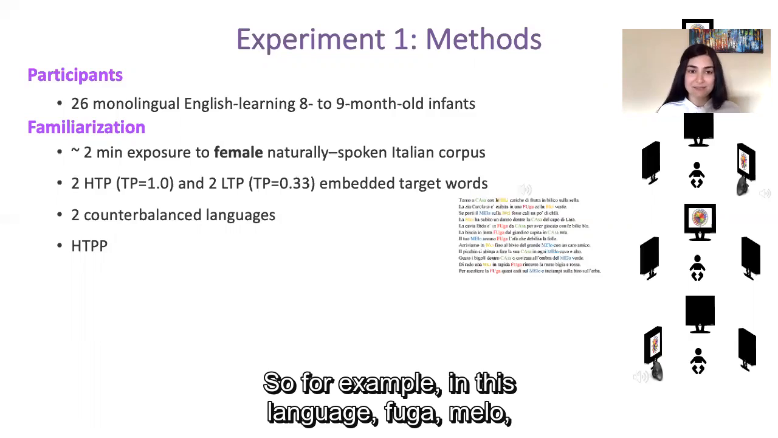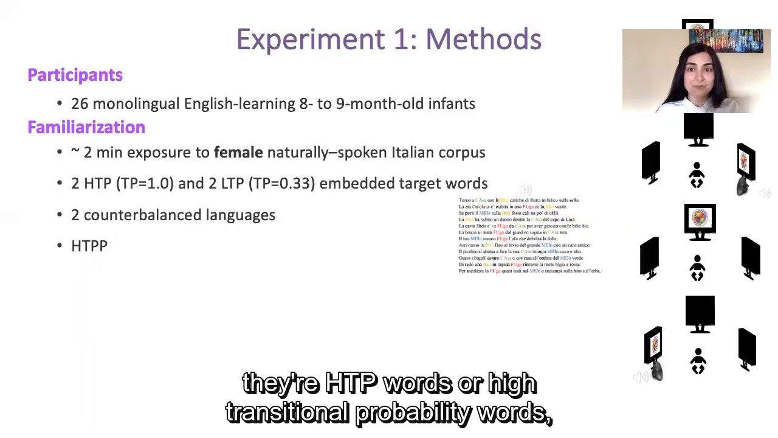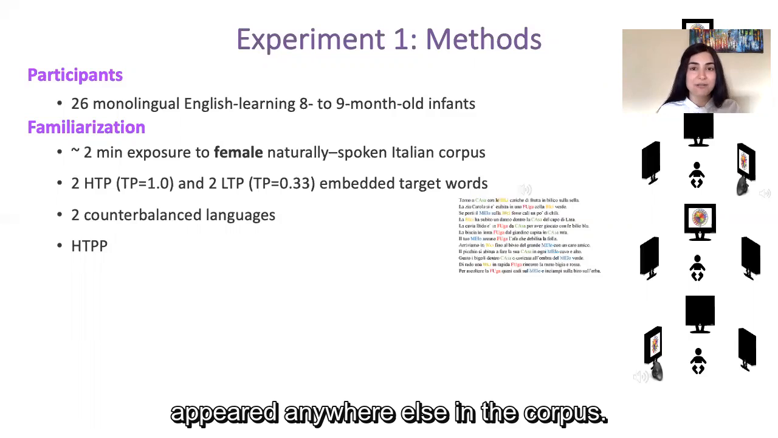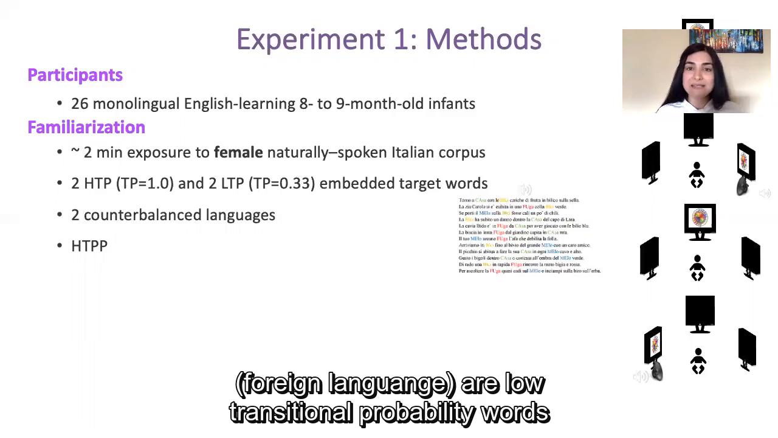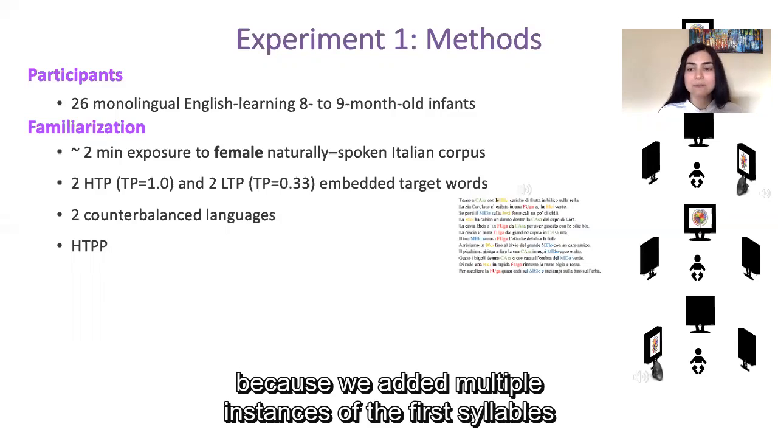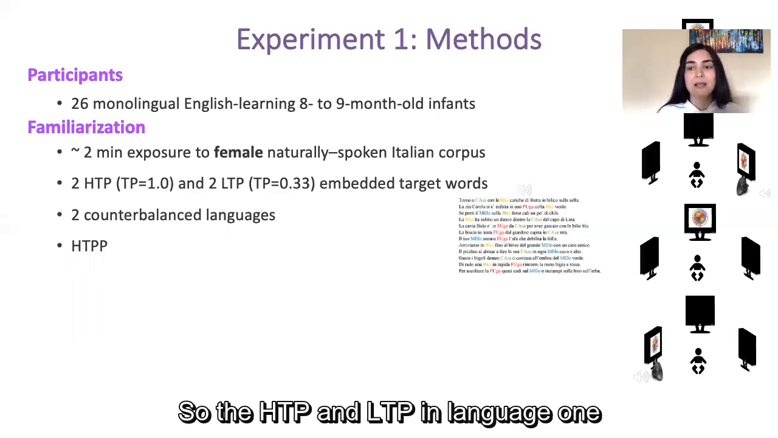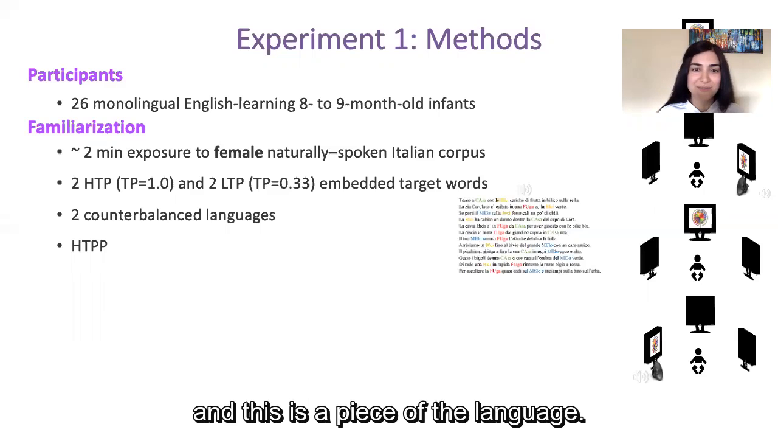So for example, in this language, fuga and mellow were HTP words, or high transitional probability words, because none of their syllables appeared anywhere else in the corpus. So the internal TP between syllables was 1. Kes and bici were low transitional probability words because we added multiple instances of the first syllables in the corpus. We had a counterbalanced language, so the HTP and LTP words in language 1 were switched in language 2. And this is a piece of the language.